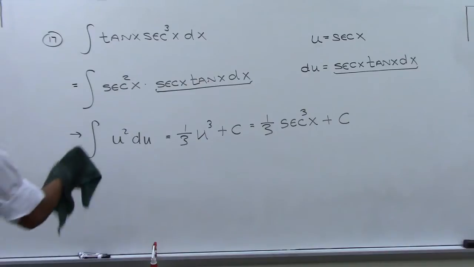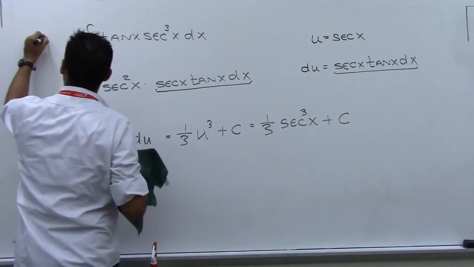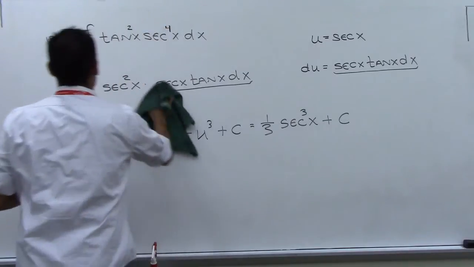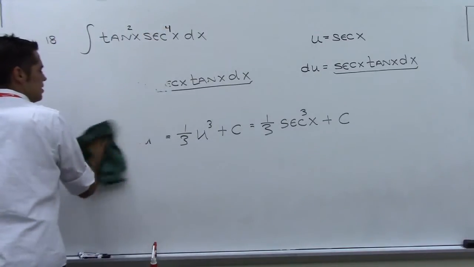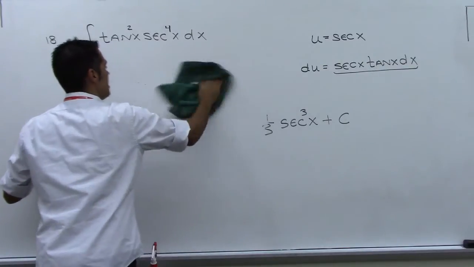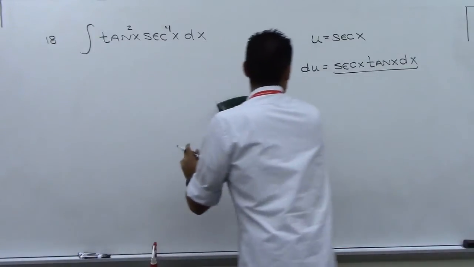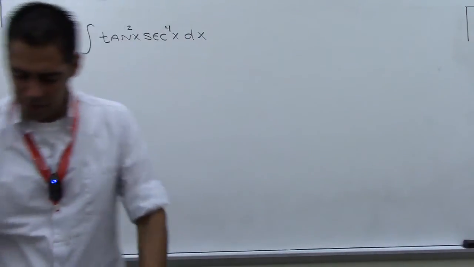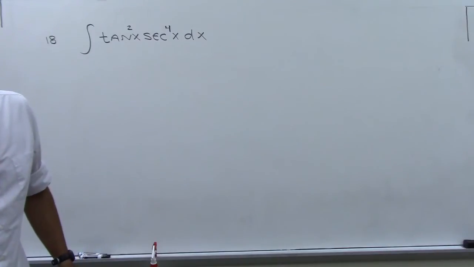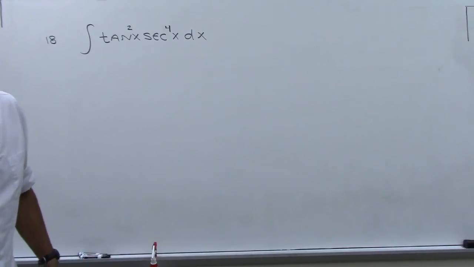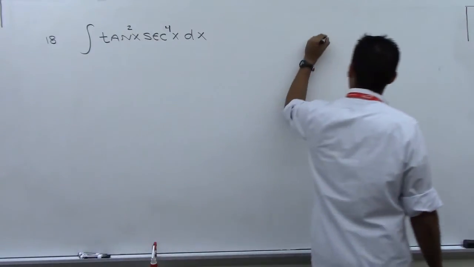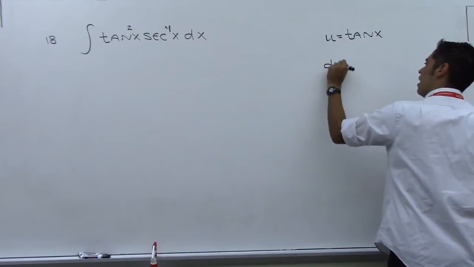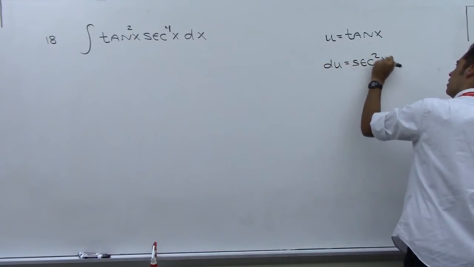Tangent squared secant to the 4th. Number 18. Tangent squared secant to the 4th. So with this one, my tangent is not odd. My secant, however, is even. So when we have an even secant, the strategy is to peel off a secant squared. So I'm gonna peel off a secant squared, and I'm gonna let u be tangent x. So u is tangent x. The derivative of tangent x is secant squared x dx.